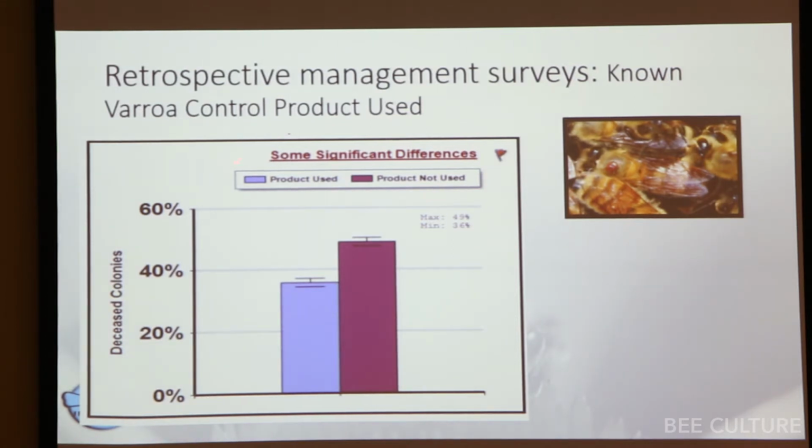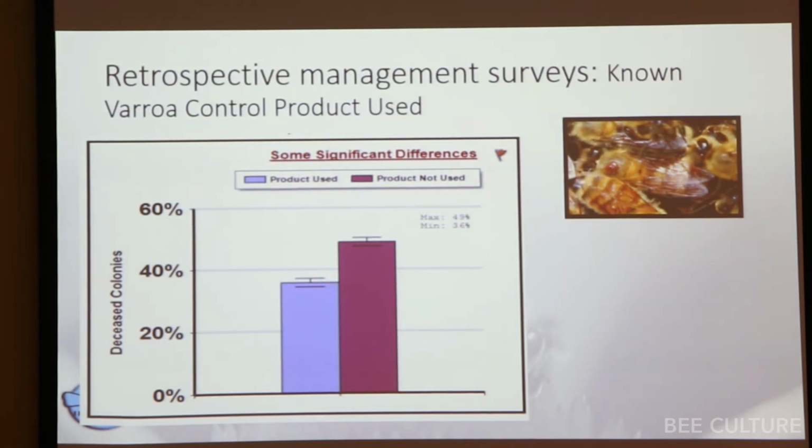So this is the question we asked: did you use any known Varroa mite control product in the last 12 months? What you can see is that the people who reported using a known Varroa mite control product lost a lot fewer colonies than those who didn't. Now people look at this and say, okay, in this particular year, I lost 36% if I treated, or 49% if I didn't. Heck, I'm not going to treat.